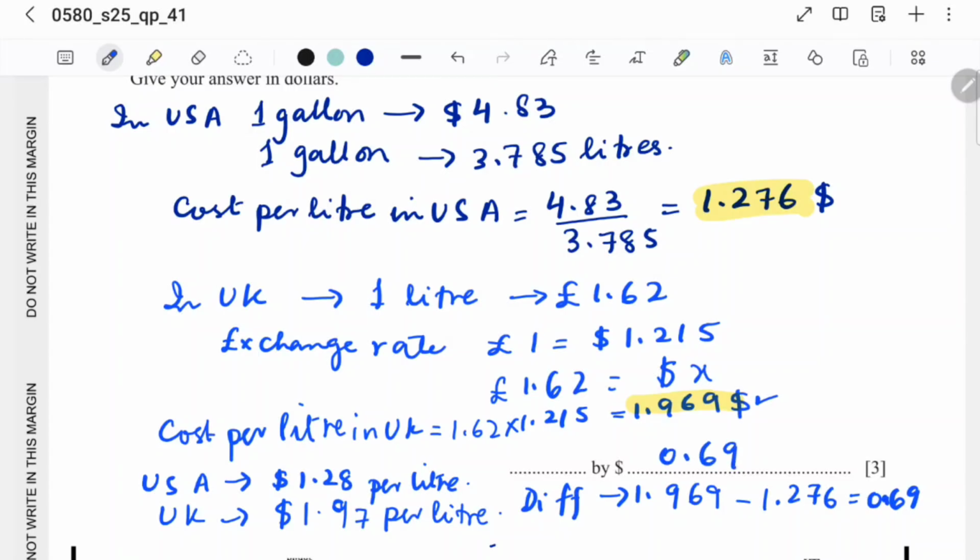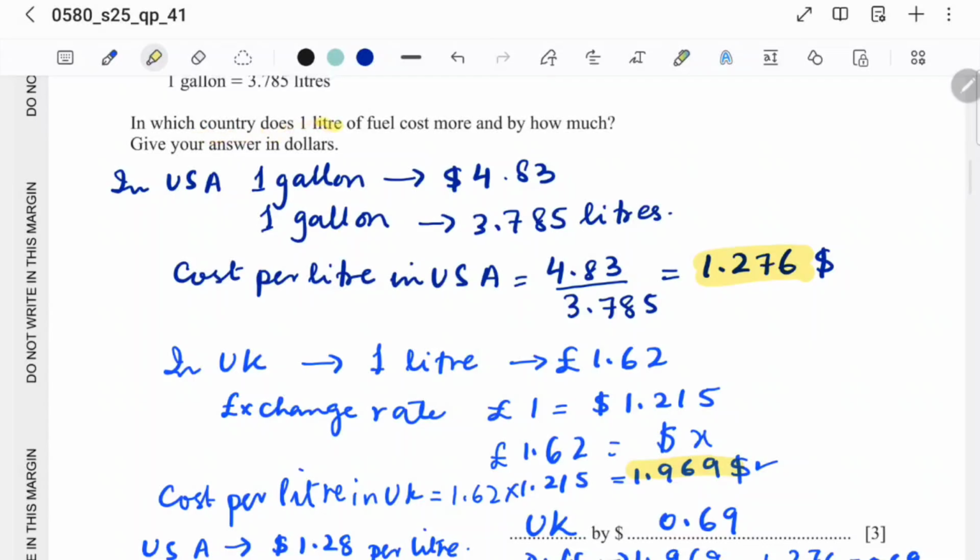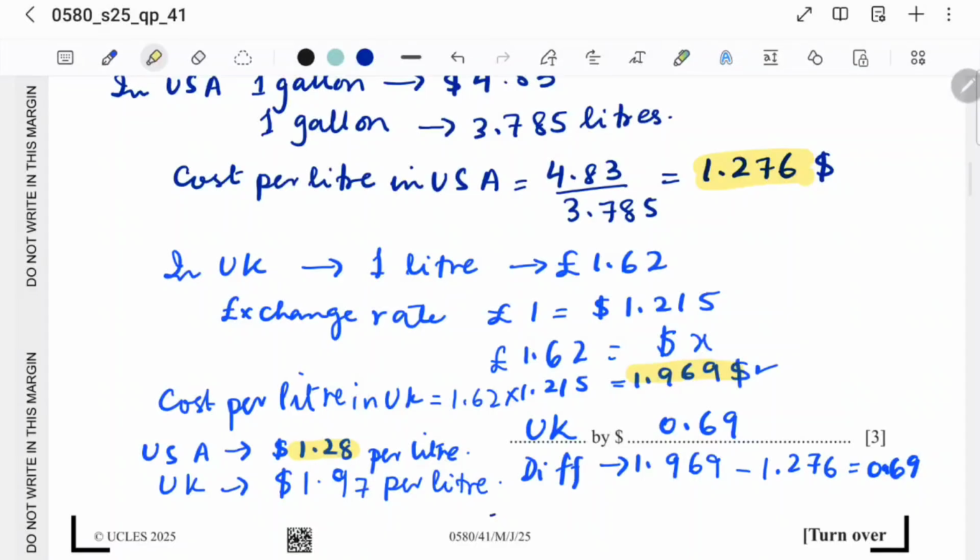And it is the UK, so we write down the UK for this. They ask in the question in which country does 1 liter of fuel cost more, and by how much? If we compare these two, the UK cost is more, and how much more? It is $0.69.